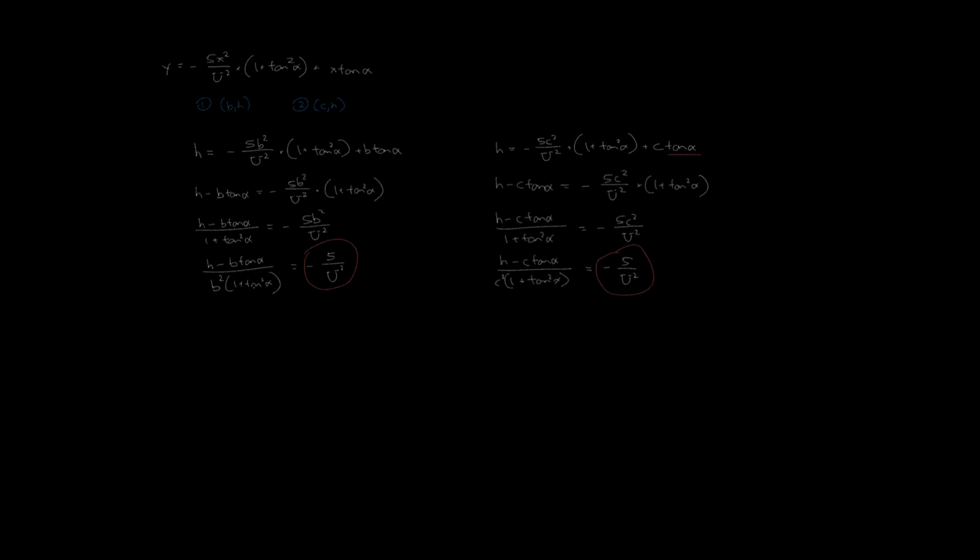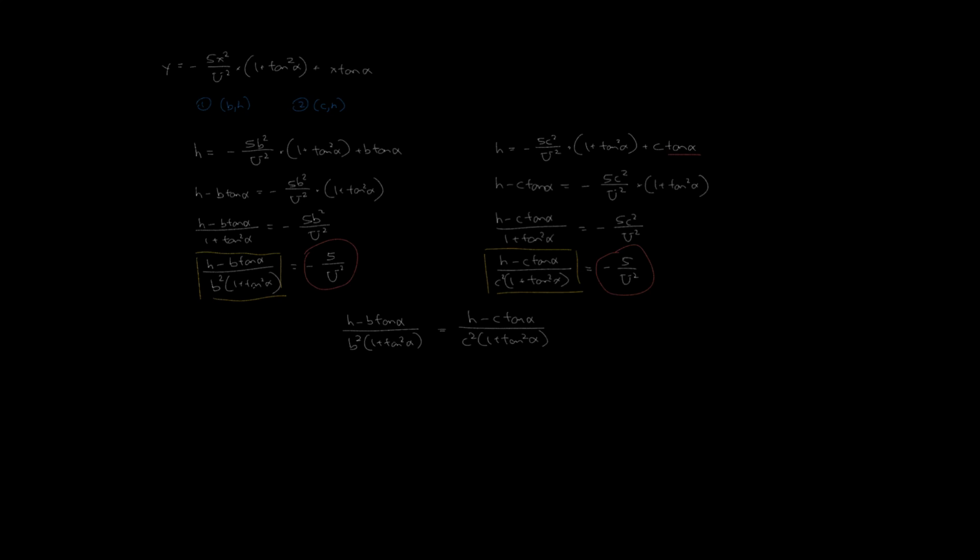So let's make this and this equal to each other. I'm going to highlight that in yellow. We're going to make the yellow ones equal to each other because the red ones are equal to each other. So now we have (h minus b tan alpha) over b squared (1 plus tan squared alpha) is equal to (h minus c tan alpha) over c squared (1 plus tan squared alpha). Can you see that the 1 plus tan squareds will cancel?